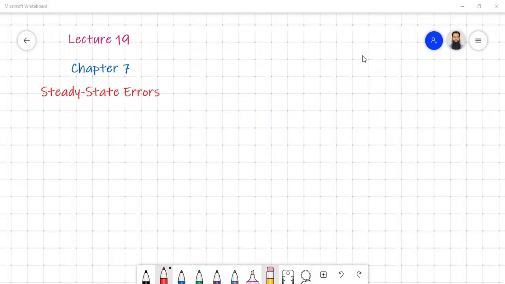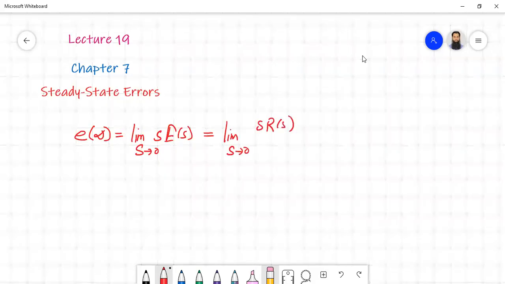We are discussing chapter 7, Steady State Errors. In the last class, we derived the formula for the steady state error. That is E infinity equal to, in the Laplace domain, limit s tends to 0, s E(s). In terms of G(s), the formula was limit s tends to 0, s R(s) divided by 1 plus G(s).